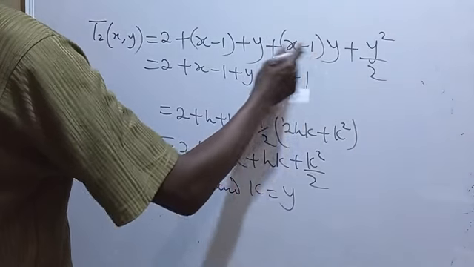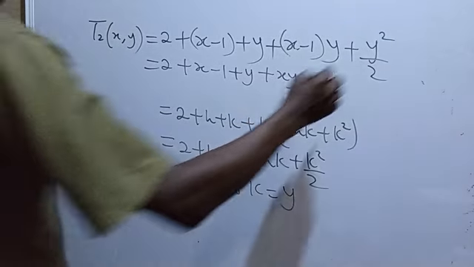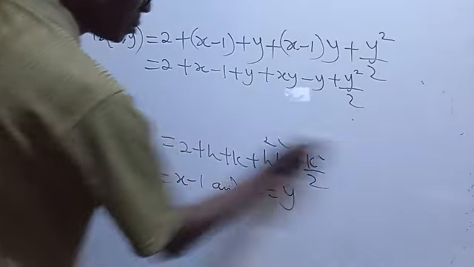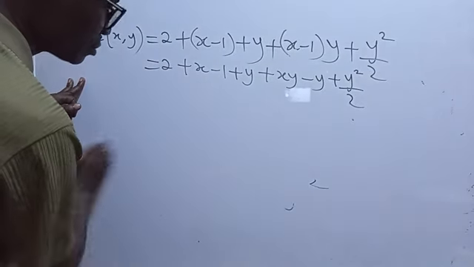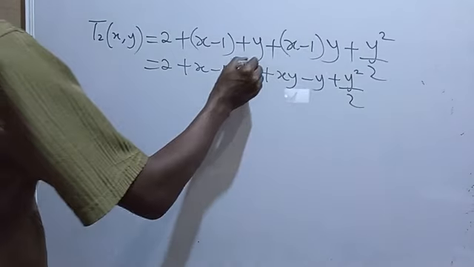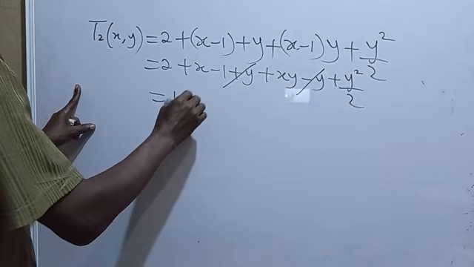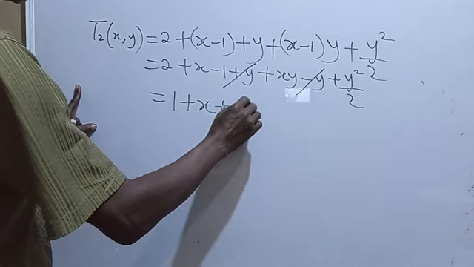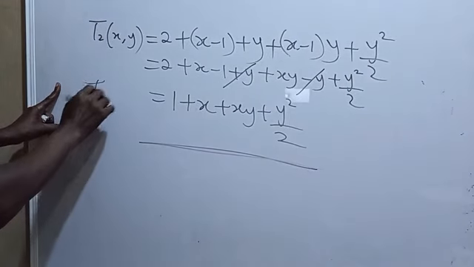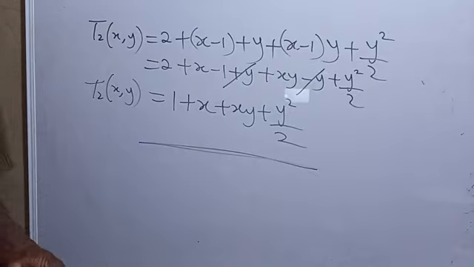Okay. Oh, sorry, we have to multiply. x times y is xy, then minus y. Sorry about that. Then plus y squared over 2. Okay. So the answer will come out now. Very simple. So look for the common factors. Like terms, this will cancel this out. 2 minus 1, that will be 1, plus x plus xy plus y squared all over 2. So this is the answer. That is, the second order degree approximation is equal to 1 plus x plus xy plus y squared all over 2.